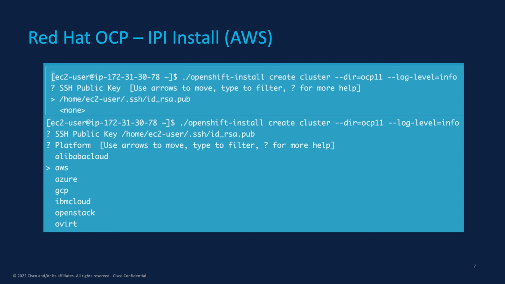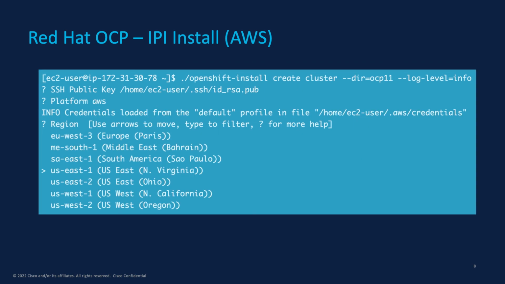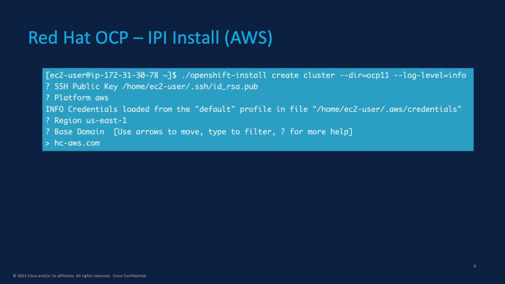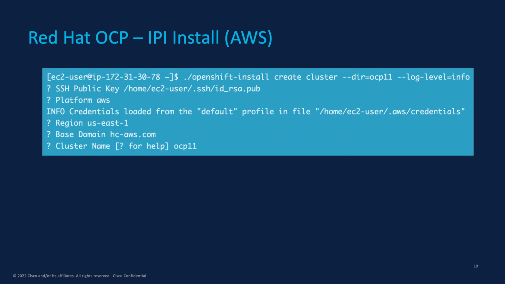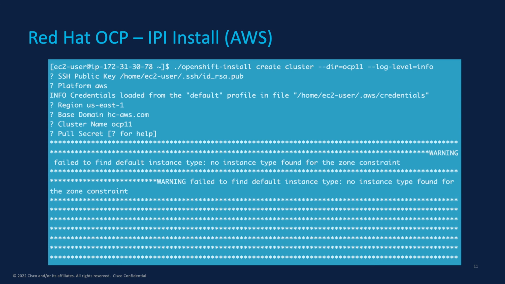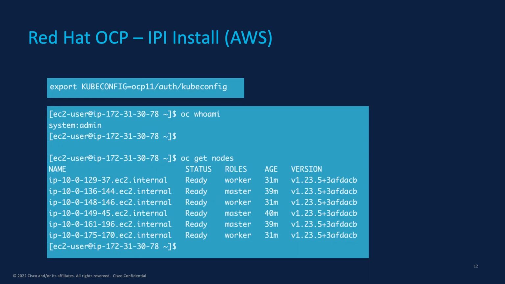Then you select which public provider you're using. Specify the AWS region where you'll be deploying this. Specify the base DNS domain that we want to use for this OCP cluster. This is the Route 53 domain that we configured. Provide a name for the OCP cluster. Lastly, you paste the pull secret that you copied from the Hybrid Cloud console page. At this point, the installer will begin the installation process. The last step is to export the kube config and verify that the cluster is healthy.